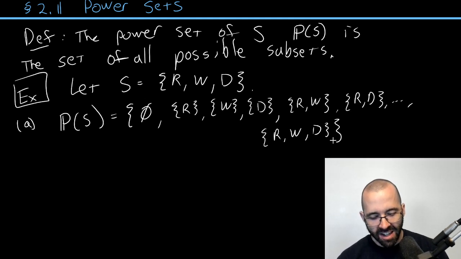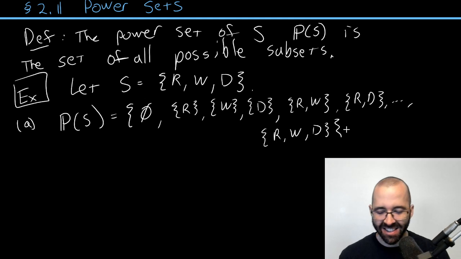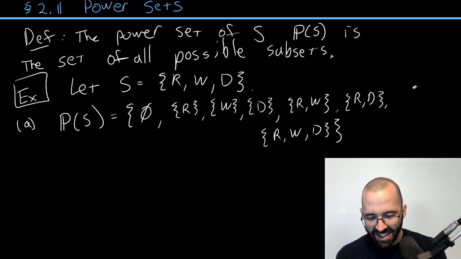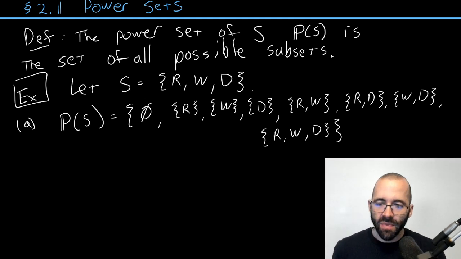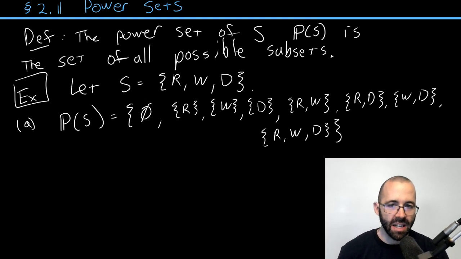So actually, I think I wrote a list, but I think I only skipped one element. And remember this is a set of sets. All right, let's just fix this. It could have read and delete. It could have write and delete. Or it could have all three, okay? So that's what a power set is. It's the set of all possible subsets. So a very common application of power sets is, what are all the combinations of these things?